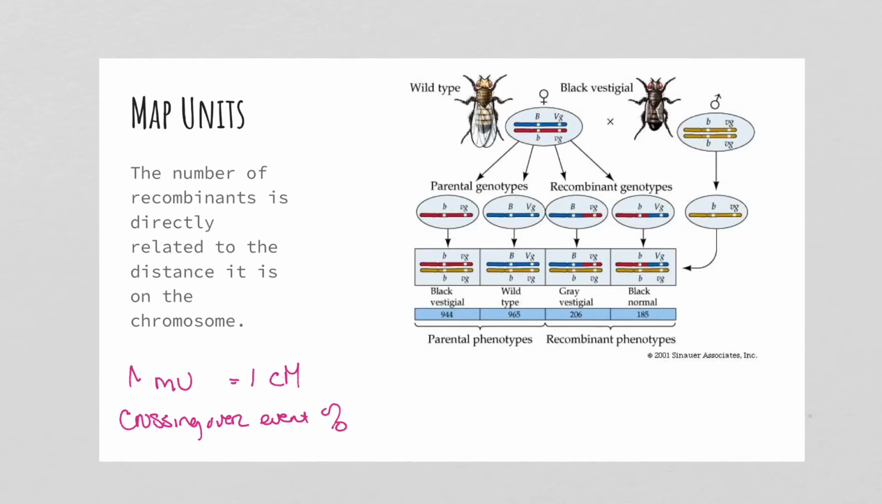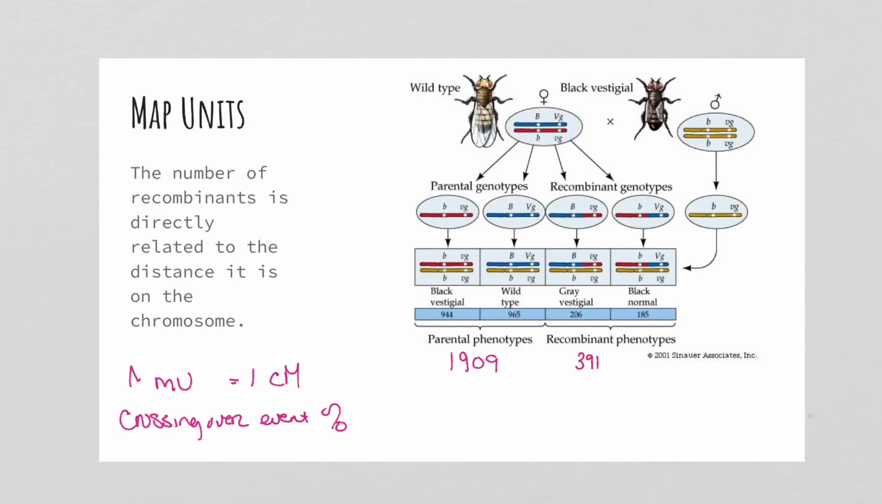So looking at this one, you can see the parental phenotypes, and usually the parental phenotype is the one that you see the most of. We have 944 and 965. If I was to do some quick calculations, to find the parental phenotypes, 944 plus 965 is 1,909.